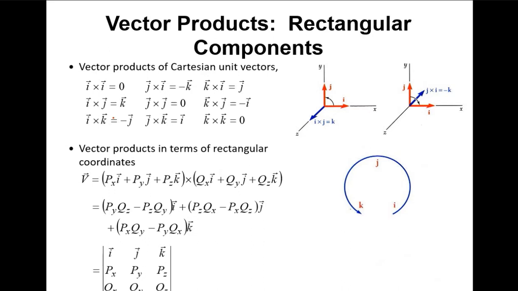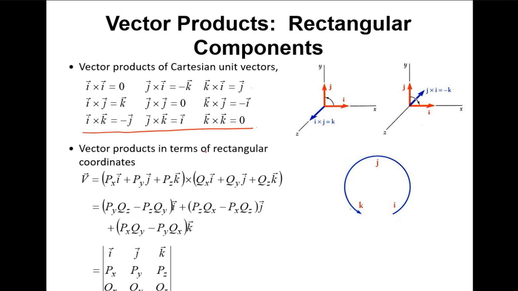Again, like we had seen that I dot I equal to 1, J dot J equal to 1, similarly here, I cross I will be equal to 0. J cross I will obviously be equal to minus K, sorry. K cross I will be equal to J, like that. So this is again something very simple, which is already known to you.